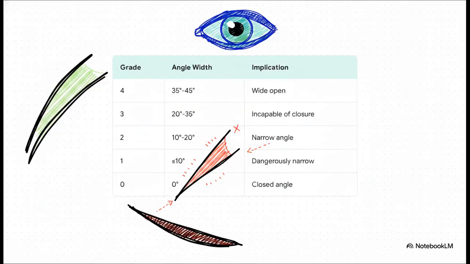With the Schaffer scale, we're grading from 4 down to 0. A grade 4 is 35 to 45 degrees, wide open, totally incapable of closure. But circle grade 2 in your mind. A grade 2 is an angle of 10 to 20 degrees. The clinical implication here is huge. This is a narrow angle that is highly capable of closure. And grade 1, which is 10 degrees or less, that is dangerously narrow.